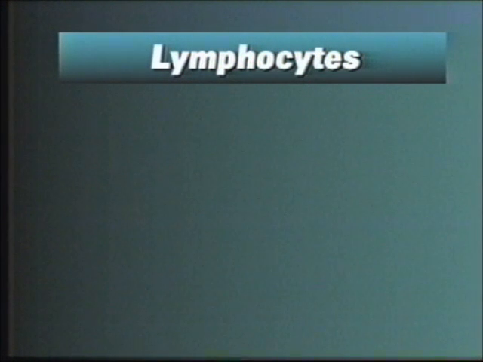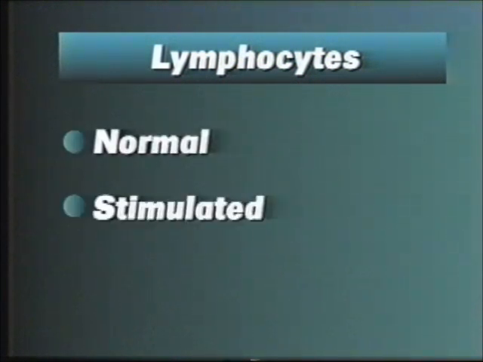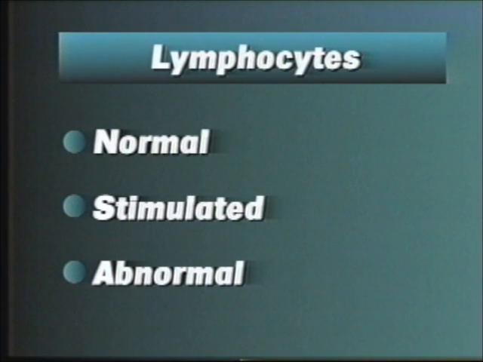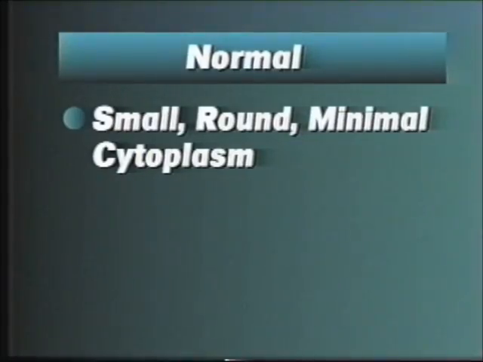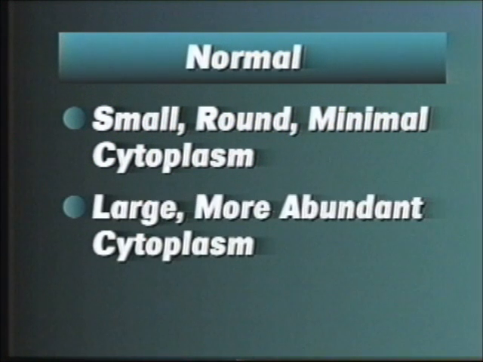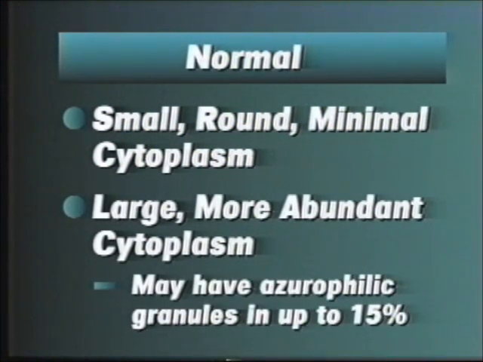Now we will review lymphocyte morphology and differentiation. There are 3 types of lymphocytes we will be discussing: normal, stimulated, and abnormal. Normal lymphocytes come in a variety of sizes, primarily either small with scanty dark cytoplasm with a nucleus about the size of a red blood cell, or large with more abundant cytoplasm. Some of the large lymphocytes may have some azurophilic granules. I'll talk about them shortly.